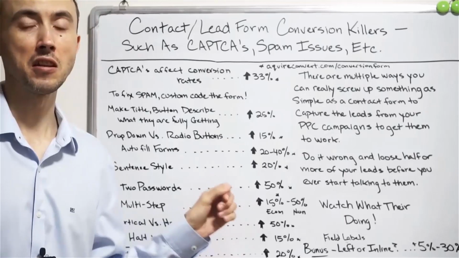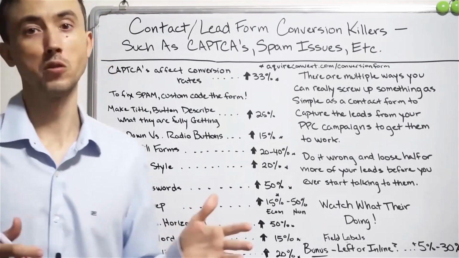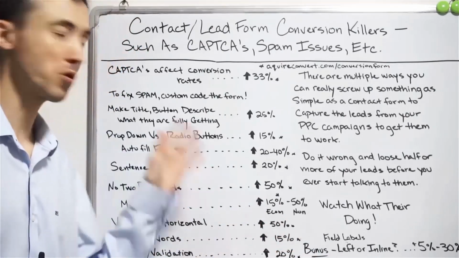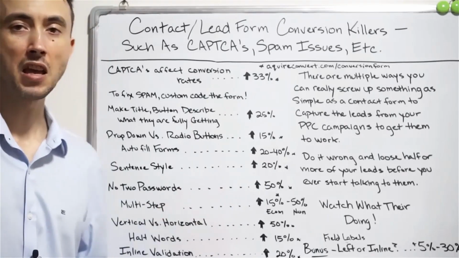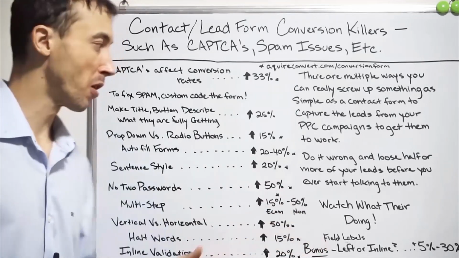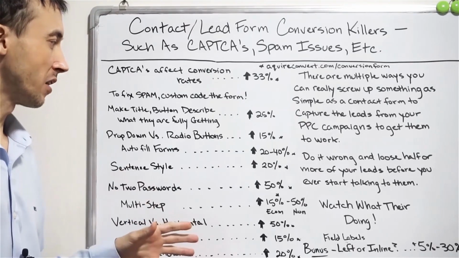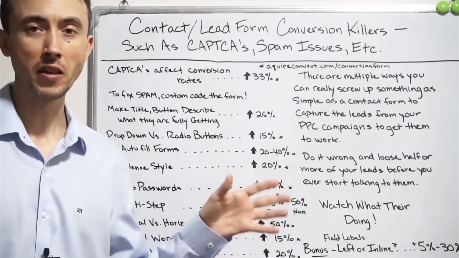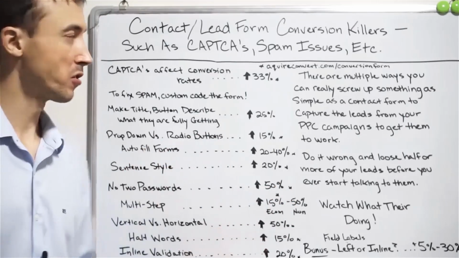Each thing in and of itself has the potential to lose 10, 20, 30, 50% on the conversion rate on your page if you screw it up, or should I say, if you make the mistakes that some people make with their forms, okay? So I'm going to go through what each one of those things is, and I'll tell you how to avoid them. I'll tell you how to fix them if you're doing them, of course.